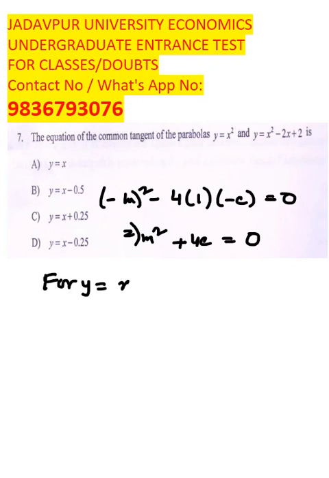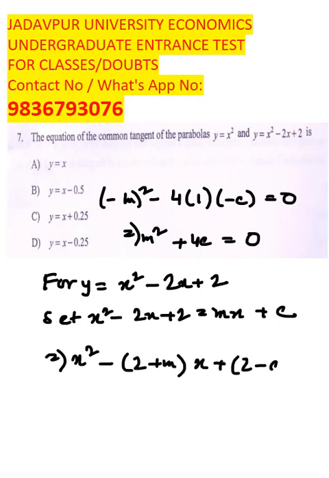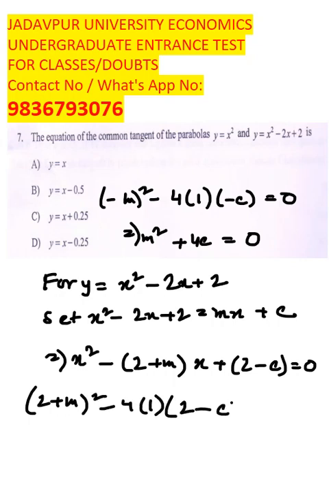For y equals x square minus 2x plus 2, we set x square minus 2x plus 2 as mx plus c, or x square minus (2 plus m)x plus (2 minus c) equals 0. So the discriminant D equals 0. So (2 plus m) whole square minus 4 times 1 times (2 minus c) equals 0, or 4 plus 4m plus m square minus 8 plus 4c equals 0.